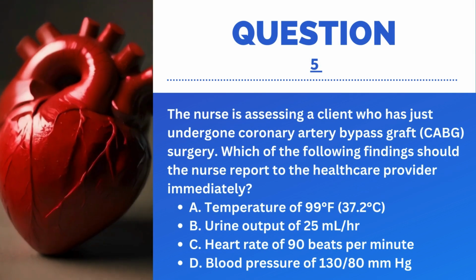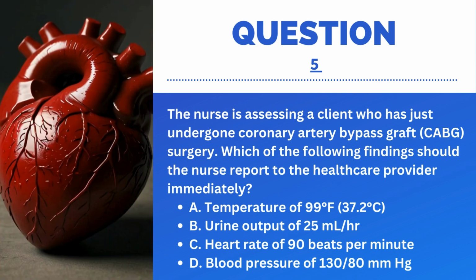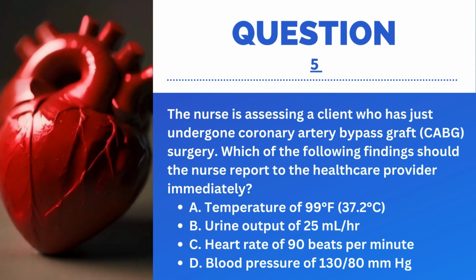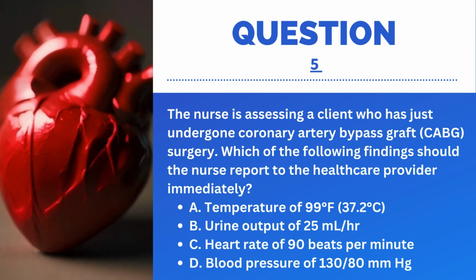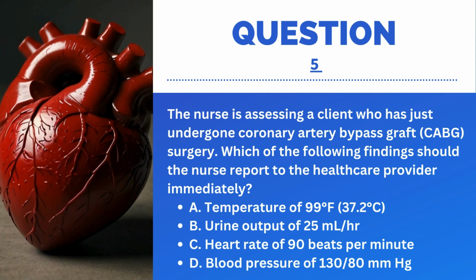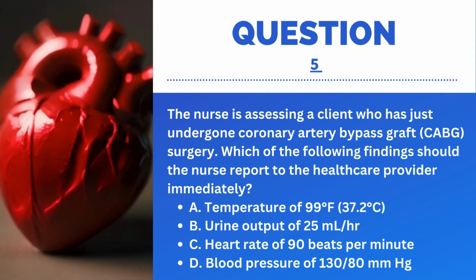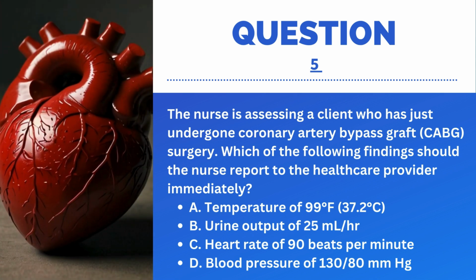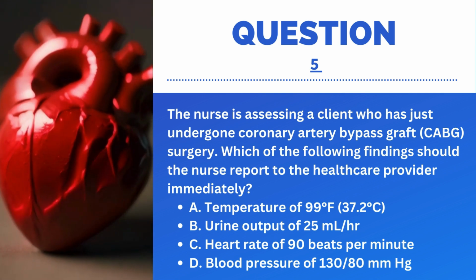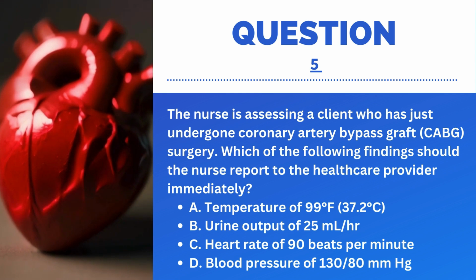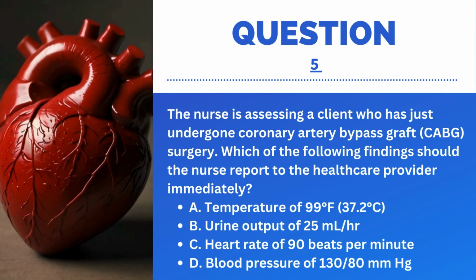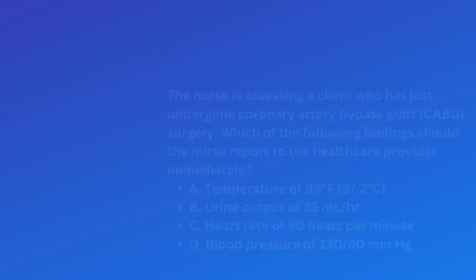Question number 5. The nurse is assessing a client who has just undergone coronary artery bypass graft, CABG, surgery. Which of the following findings should the nurse report to the healthcare provider immediately? A. Temperature of 99 degrees Fahrenheit, 37.2 degrees Celsius. B. Urine output of 25 ml/h. C. Heart rate of 90 beats per minute. D. Blood pressure of 130/80 mm Hg.